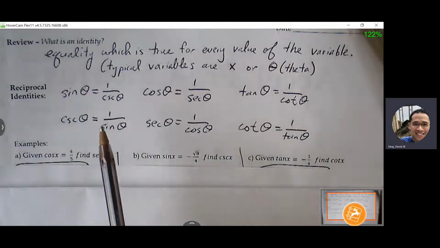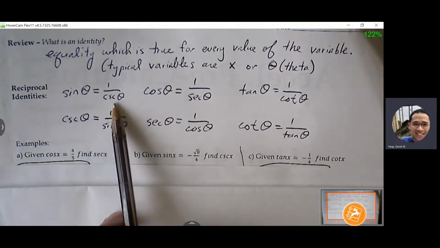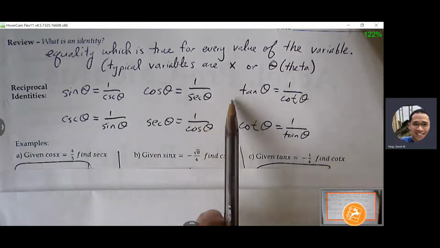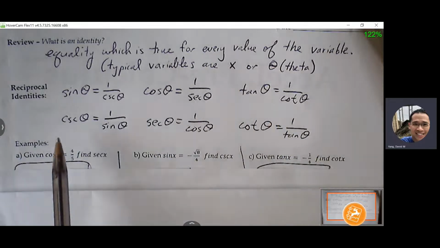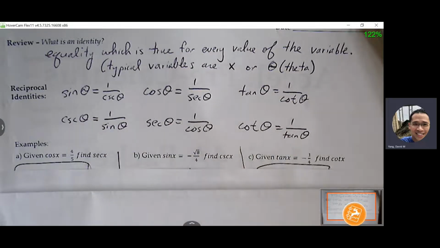Reciprocal identities, we know from unit circle, but basically sine and cosecant are reciprocals of each other. Cosine and secant are reciprocals, tangent and cotangent, and vice versa as well, right? Cosecant is the reciprocal of sine, secant is the reciprocal of cosine, cotangent is the reciprocal of tangent.